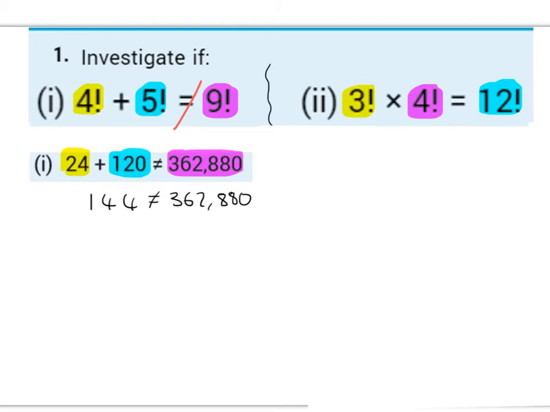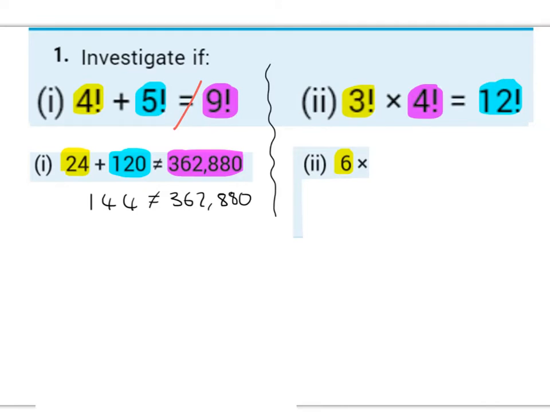So now let's investigate if 3 factorial multiplied by 4 factorial gives us 12 factorial. So 3 factorial is 3 times 2 times 1. So 3 times 2 is 6, and 6 times 1 is still 6. So that's multiplied by 4 factorial. 4 factorial is 4 times 3 times 2 times 1, which gives us 24. And 6 times 24 is 144.